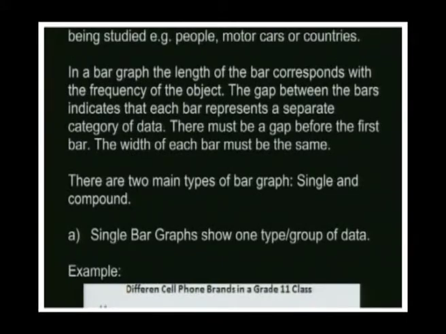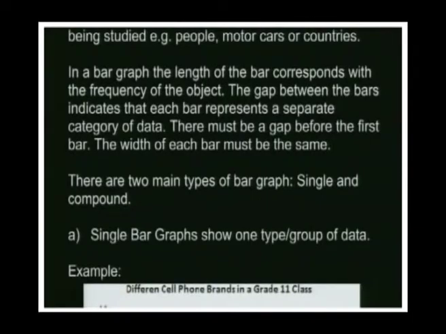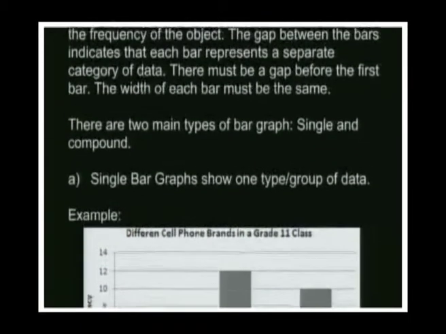In a bar graph, the length of the bar corresponds with the frequency of the object. For example, how high the bar is tells us how many people are in that category. The gaps between the bars indicate that each bar represents a separate category. There must be a gap before the first bar too. The width of each bar has to be the same. Let's look at an example.